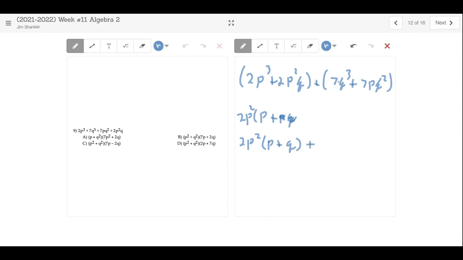Plus, all right, then I'm going to factor out a 7q squared. That leaves me with q plus p. Now they're the same. Woo! So I'm going to factor out a p plus q, which is the same thing as q plus p, right? And that gives me 2p squared plus 2q squared. Oh my goodness. Do we get an answer here?